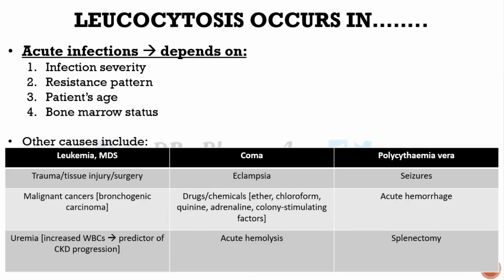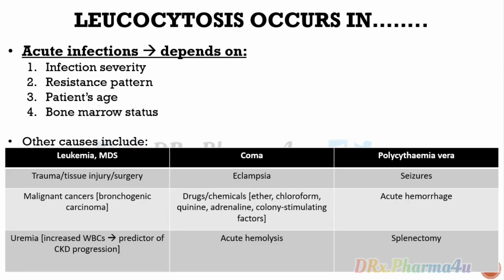And colony stimulating factors also increase the WBCs, because colony stimulating factors are those kind of medicines which help in improving your neutrophil level, especially if you are having very severe neutropenia. In that condition, we give these medicines. For example, filgrastim, sargramostim.